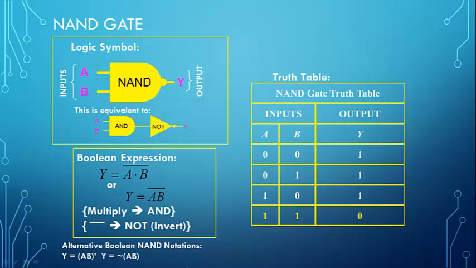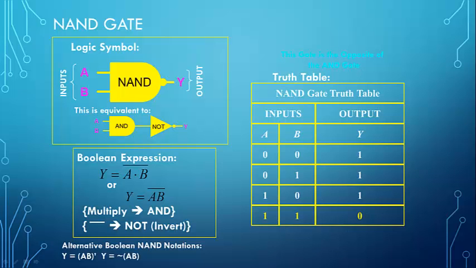And then the truth table for our NAND gate. Remember before, all ones was the only way to get a 1 out with an AND gate. With a NAND gate, all ones is the only way to get a 0 out. If anything's a 0, we'll get a 1. If everything's a 1, we'll get a 0.